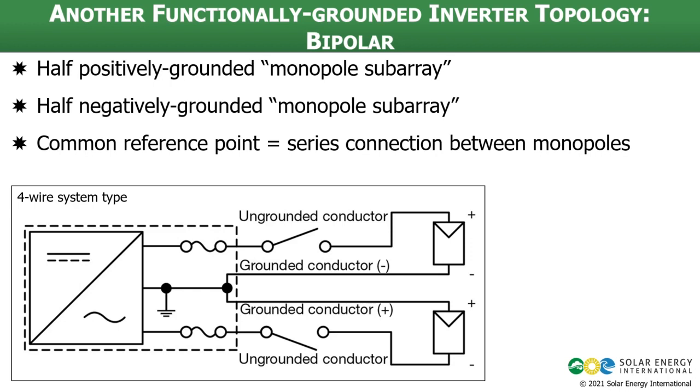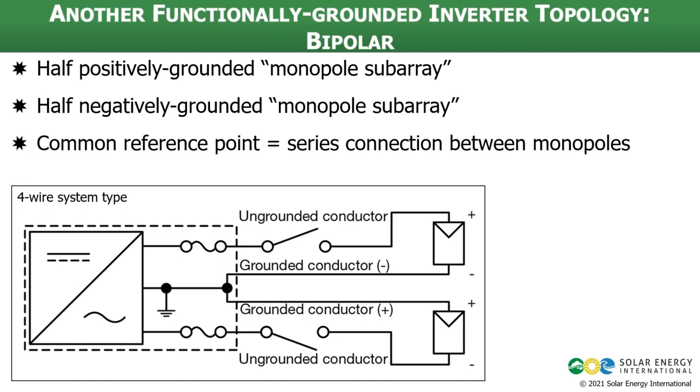You can see the grounded conductor on the upper half is negative and the grounded conductor on the lower half is positive. And so that's kind of the split, and then the series connection happens in the inverter at that point in the center, and that pretty much is going to cause the voltage to double. So for example, if you have two 550 volt strings, one negatively grounded and one positively grounded, they're connected in series, and that's going to bring the voltage up to 1100 volts.